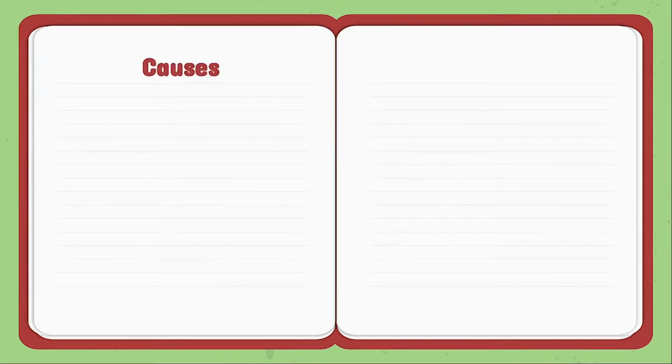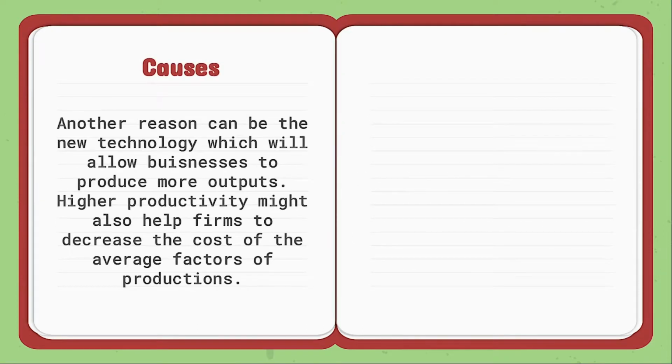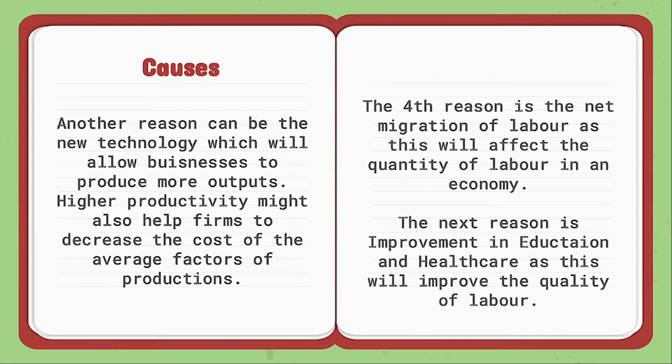The third reason is new technology, which will allow businesses to produce more goods. Higher productivity might also help firms to decrease the average costs of the factors of production. The next reason is the net migration of labor. If more labor will migrate, the quantity of labor in an economy will decrease. The fifth reason is improvement in education and healthcare, as this will improve the quality of the labor.